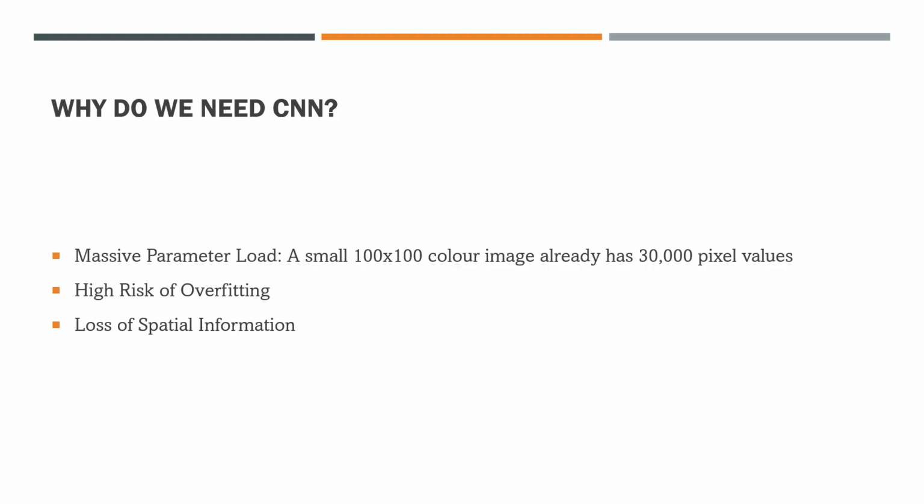If we feed a raw image directly into an ANN, the number of parameters becomes extremely large. For example, a 100 times 100 color image already contains 30,000 pixel values. Fully connecting all of them causes slow training, overfitting, and it loses the spatial relationship between pixels.